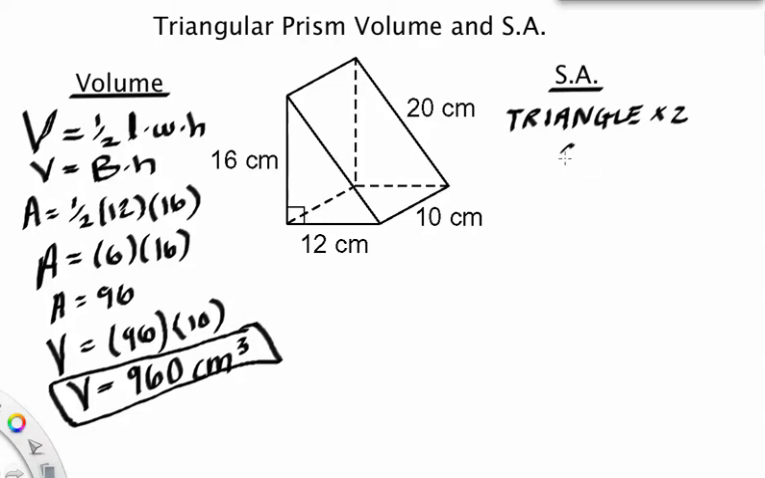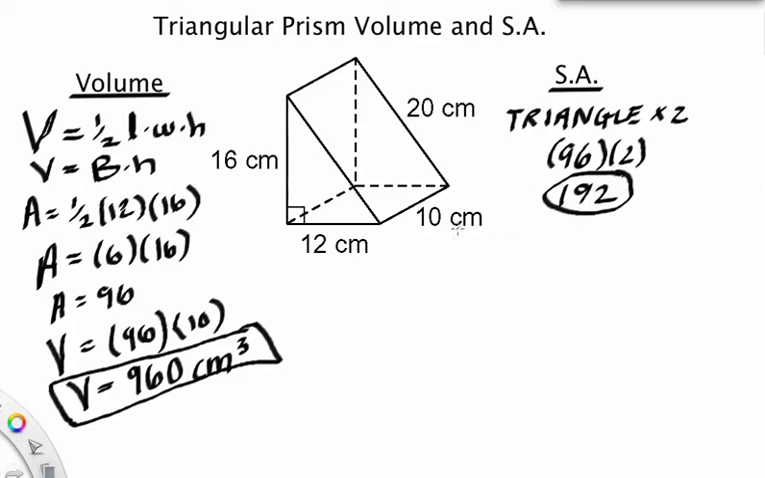So it's 96 times 2. That's going to be 90 times 2 is 180. 6 times 2 is 12. So we got 192 for the area of those two triangles. Again, I circle it up because I'm done with that.